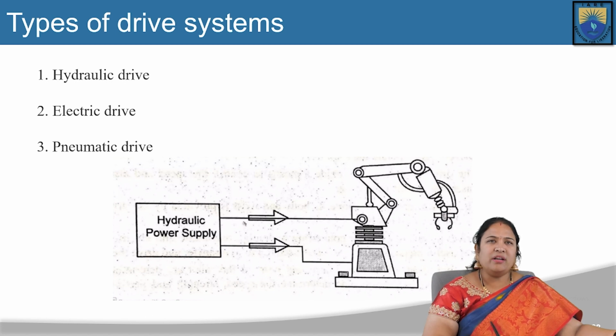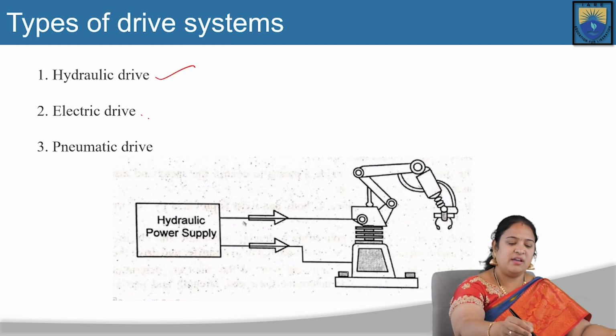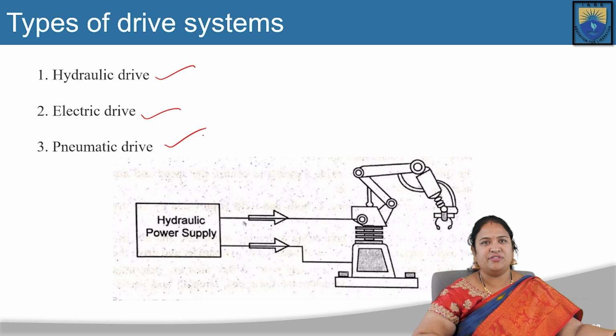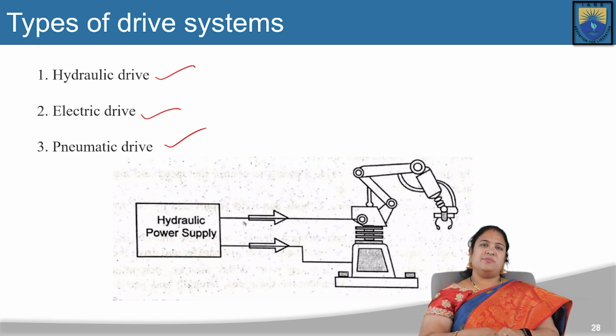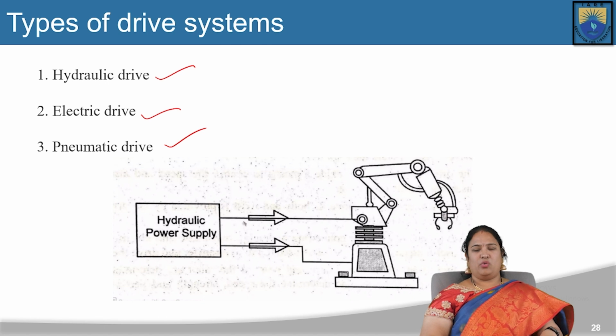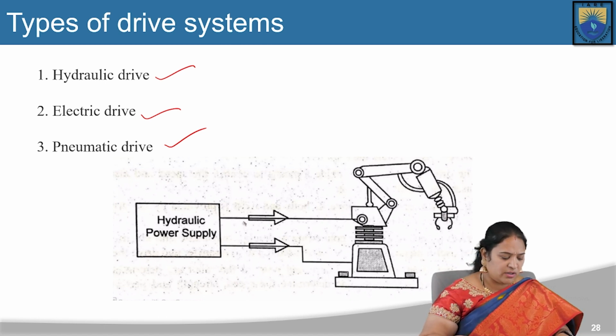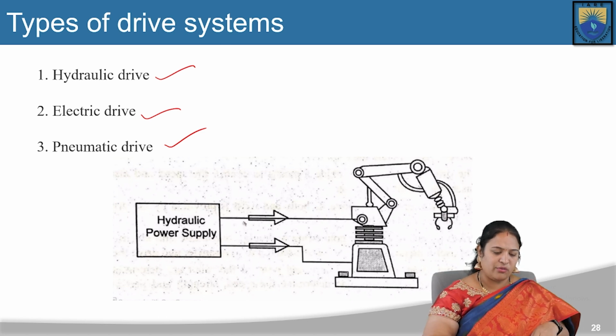So, where is this drive system being used? We have three types of drive systems: hydraulic, electric, and pneumatic. Where are these drive systems used and how are they used? Drive systems are placed near the robot arms for the movement of the robot.